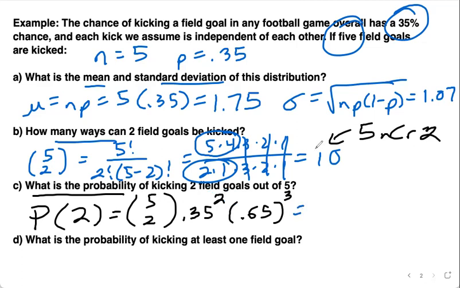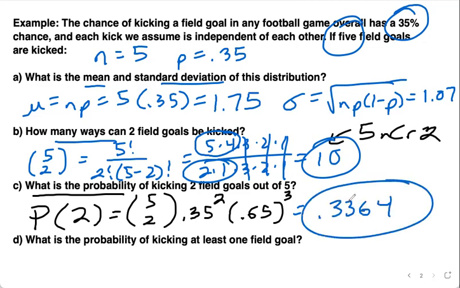Now 5 choose 2, I already found it was equal to 10. So in your calculator, you're going to go 10 times 0.35 to the second power times 0.65 to the third power, and get a probability of 0.3364 to 4 decimal places. That is how you work one of these problems out. Now, it was nice that part B helped. If I didn't have part B, I would have had to do all this in blue in part B to get the final part for C.